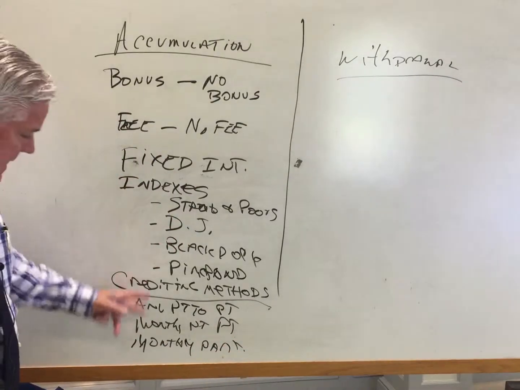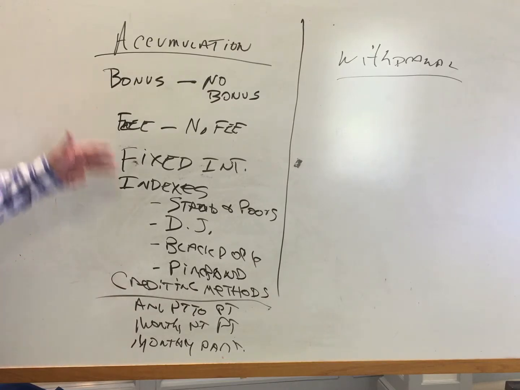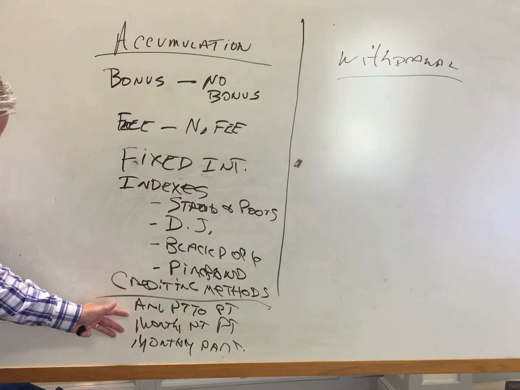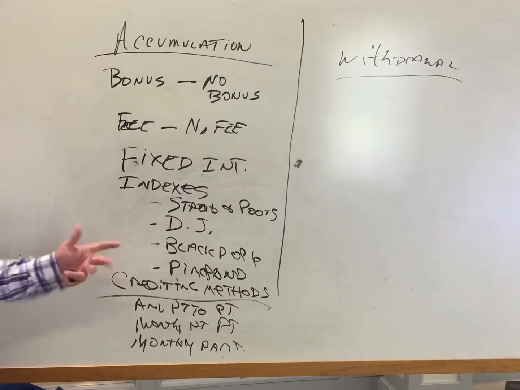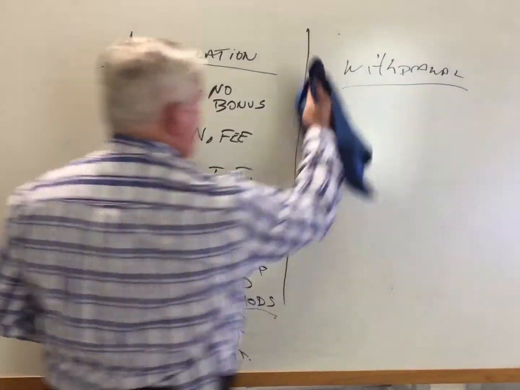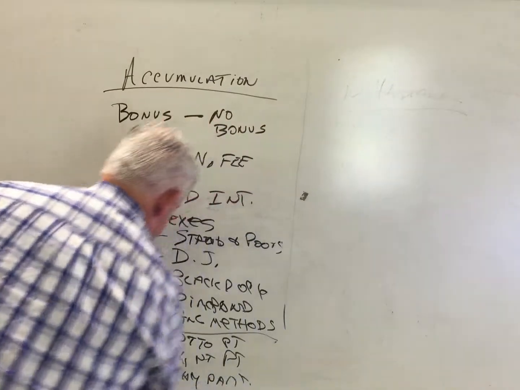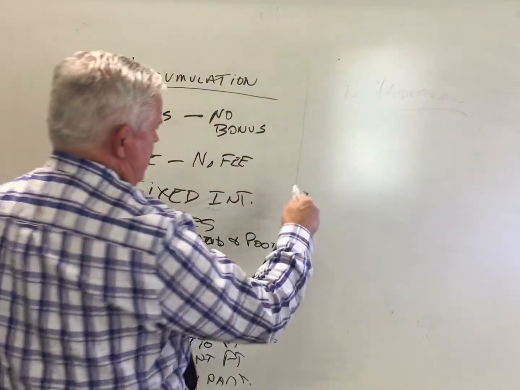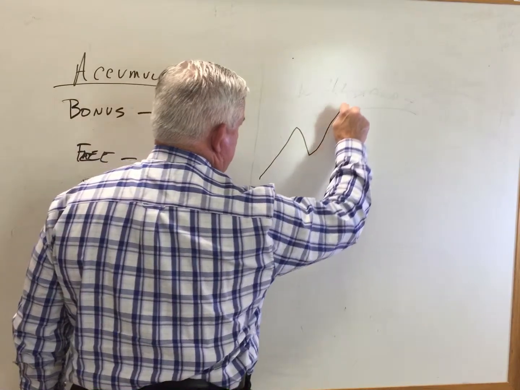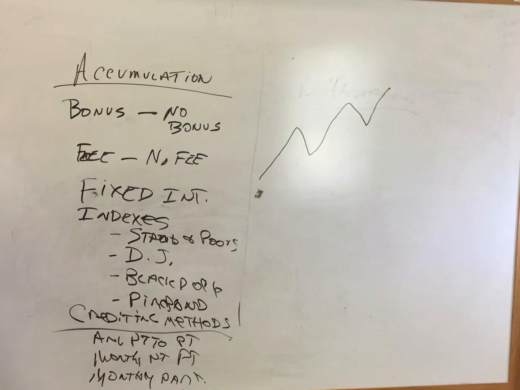Okay, so they have a couple more different crediting methods. In other words, you're tracking these indexes, but then there's a different way that you can do the credit. Let me give you an example of how that works. Okay, so the market goes like this, and then it'll go down, then it'll go back up. How do the crediting methods work?